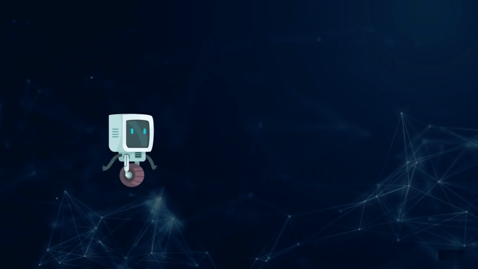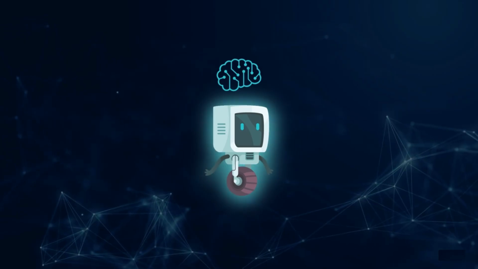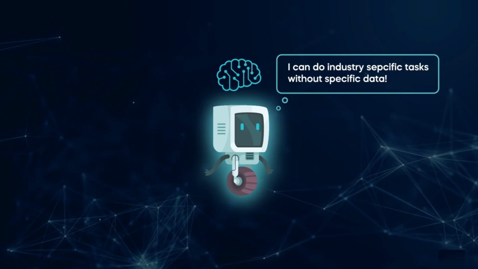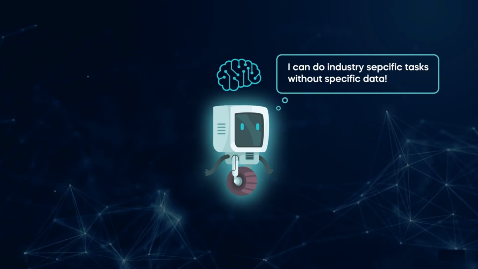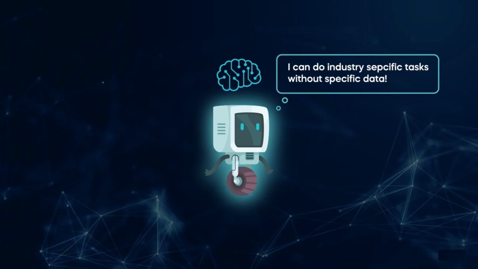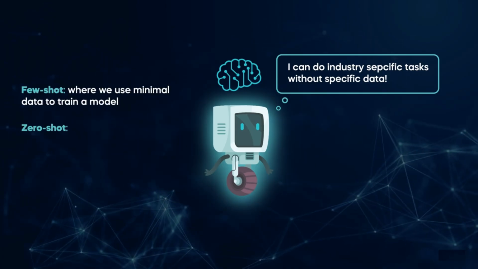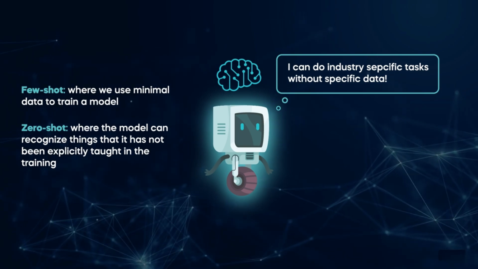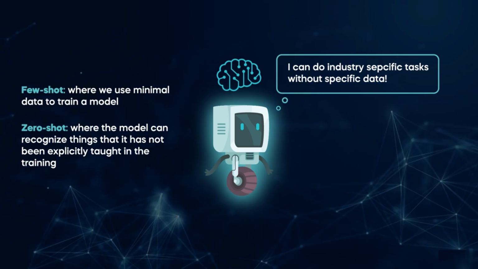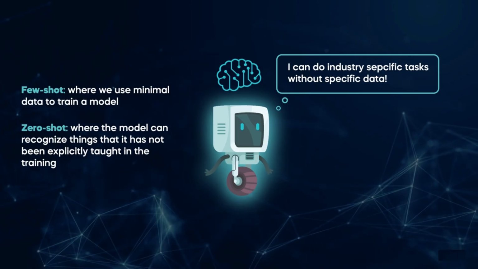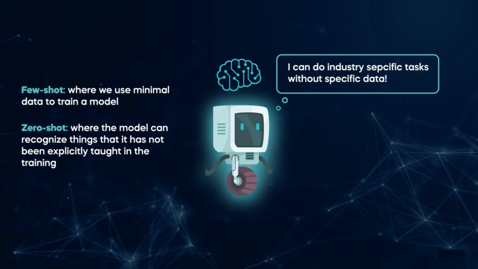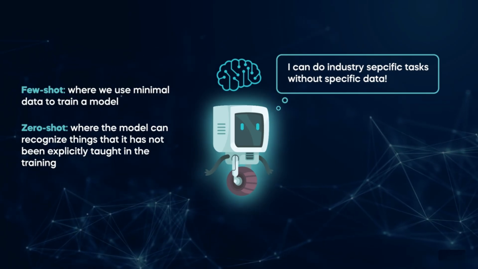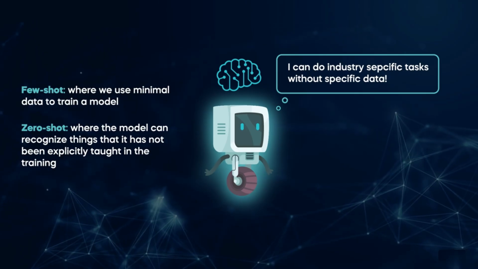Because large language models have been pre-trained on such large amounts of data, they can often even do well on tasks without any additional industry-specific data. They can be used for what is known as few-shot or zero-shot scenarios. A few-shot scenario is where we use minimal data to train a model, and zero-shot is where the model can recognize things that it's not been explicitly taught in the training before. So in some cases, you're able to use an LLM straight out of the box without any additional data.